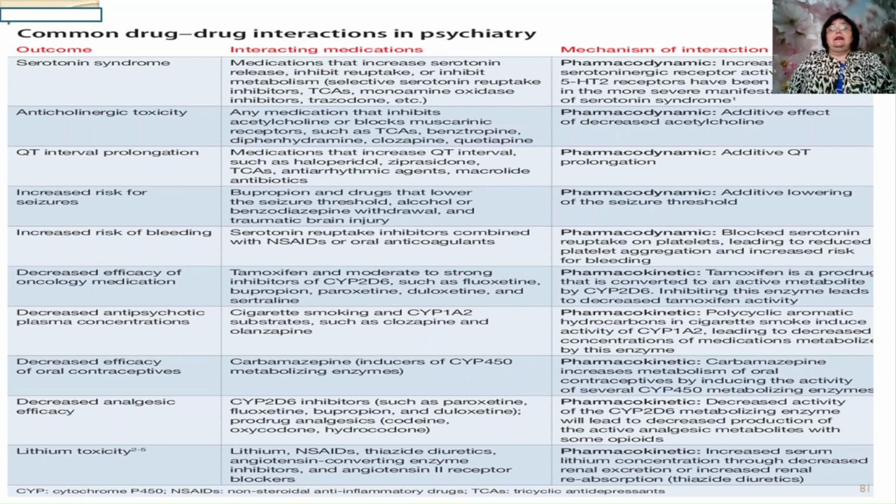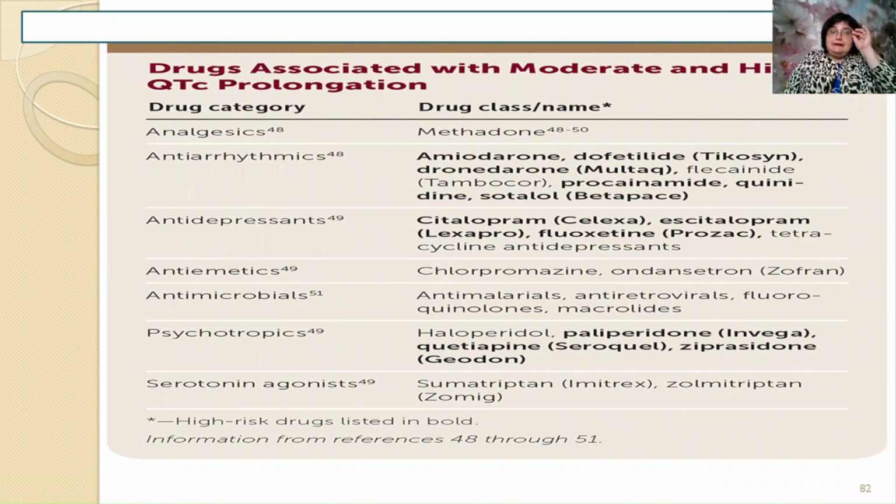What I mean is that psychiatrists should know drug interactions, and don't forget about drug-disease interactions, because a psychiatric patient can have not just psychiatric disorders. Drugs associated with moderate QTc prolongation: this group and drug category includes analgesics, antiarrhythmics, antidepressants, antiemetics, antimicrobials, psychotropics, and serotonin agonists. You see that these drugs can be higher risk, with drugs listed in bold.